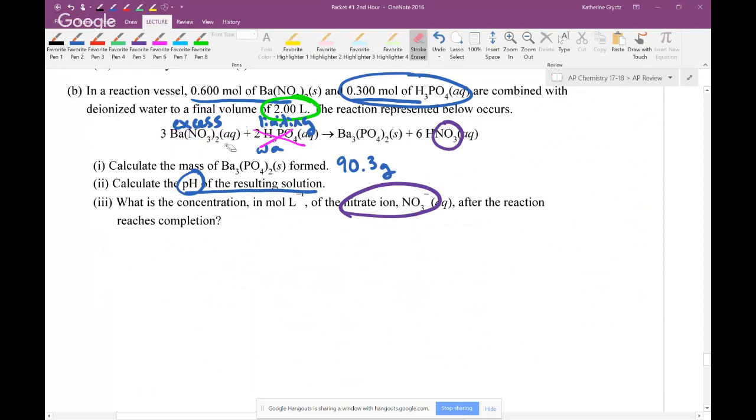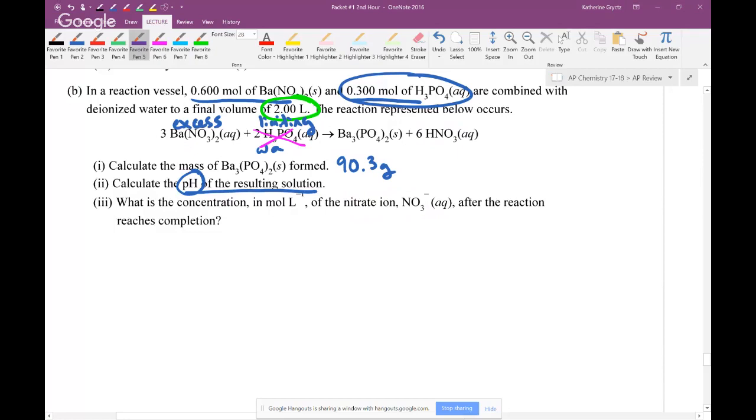So there's two ways to do this. There's a really complex way to do this, and then there's an easy way to do this. The complex way is to figure out how much HNO3 you have, and then convert that to how much NO3 you have, and then figure out how much excess of this you have, how much is left over, and then add the two together.